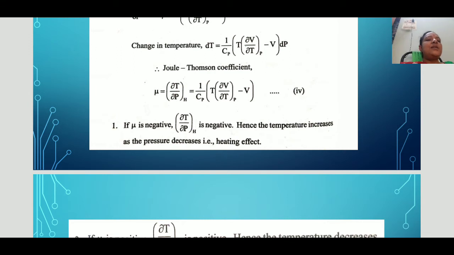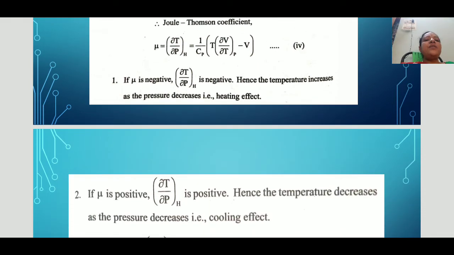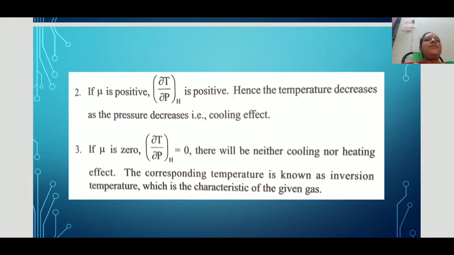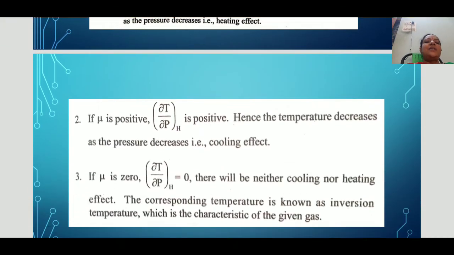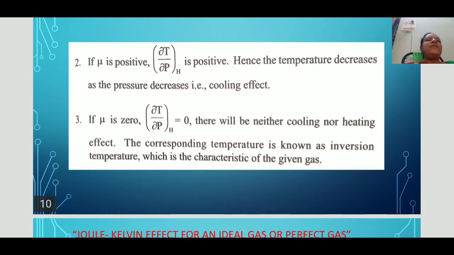Because if mu is negative, dou T by dou P at constant H is also negative, temperature increases. If the temperature increases, pressure decreases. That means the gas shows a heating effect. Simply, if mu is negative, the gas shows heating effect. Opposite to this, if mu is positive, dou T by dou P is automatically positive. Then the temperature decreases as the pressure decreases. So that means it shows cooling effect.